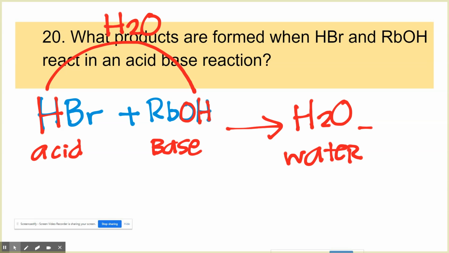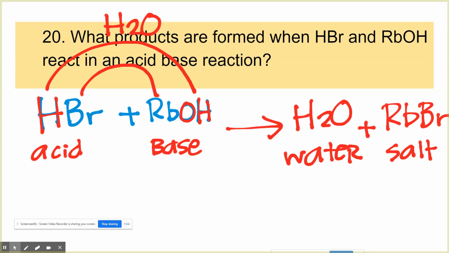Okay, now what happens to the leftovers? All right, the leftovers, they join together. So these two right here, they join together. You write them down in order. RB is in the front, so RB goes first. BR is at the tail, so you write that last. So what do you call that? This is your salt. In acid base or neutralization reactions, remember, this is called a neutralization reaction.